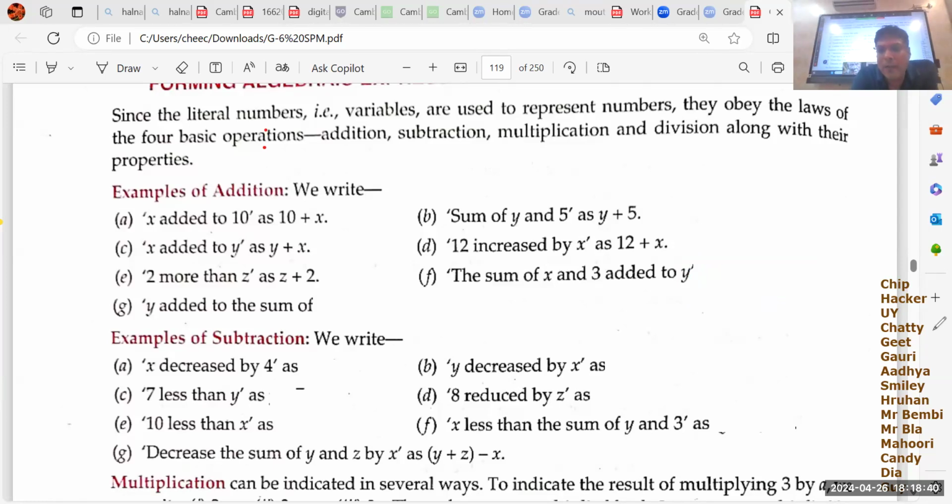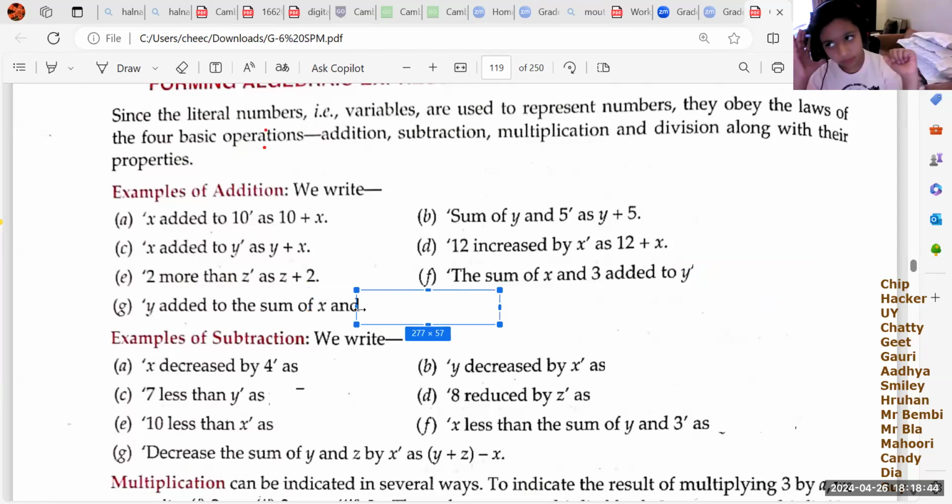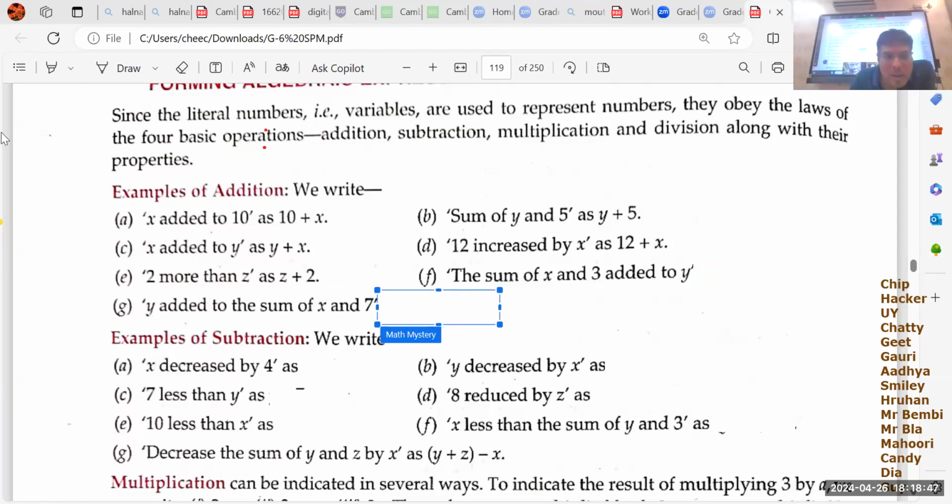So the sum of x and 3 added to y. And we have one more question: y added to the sum of x and 7. So here, first I have x and 7.